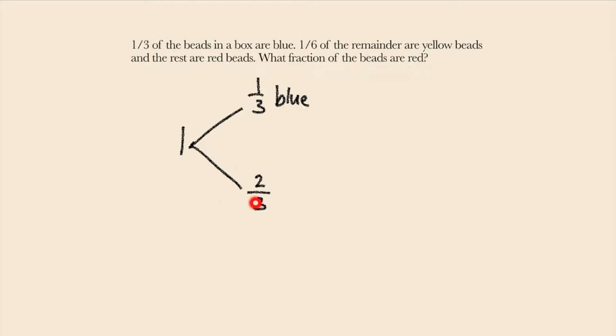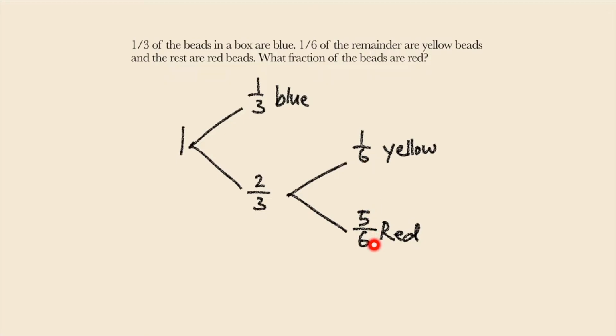The other branch has to be one whole, so 1/3 up here, 2/3 below. And this is the remainder. Now the question says, from this remainder, draw 1/6 being yellow. So 1/6 of the total? No. 1/6 of the remainder is yellow, and the rest are red. So if one branch is 1/6, the other branch is 5/6.